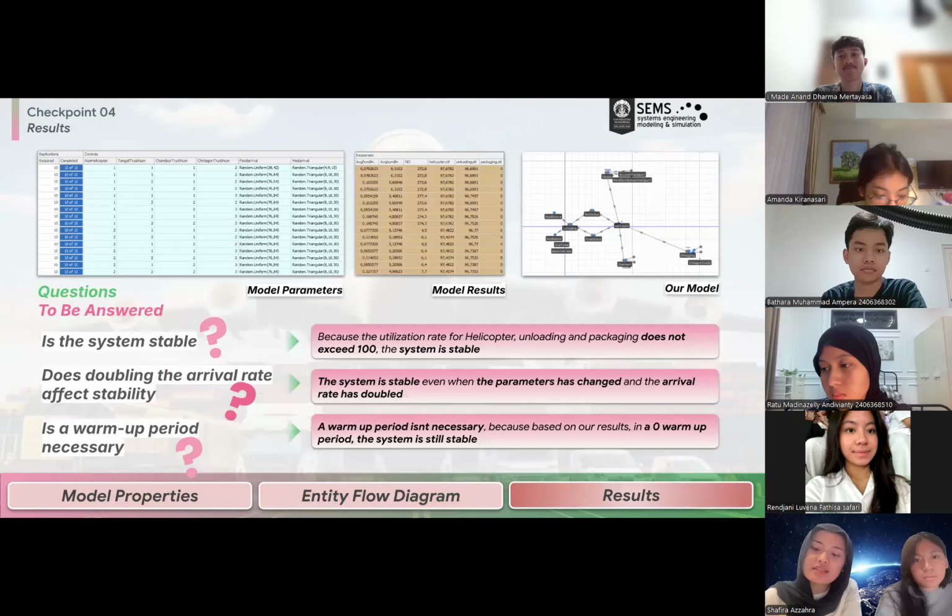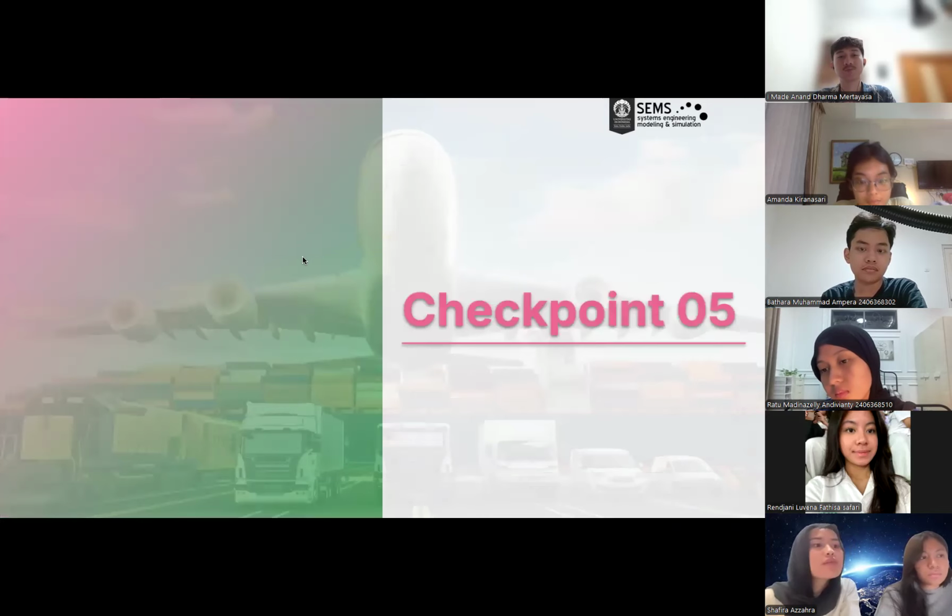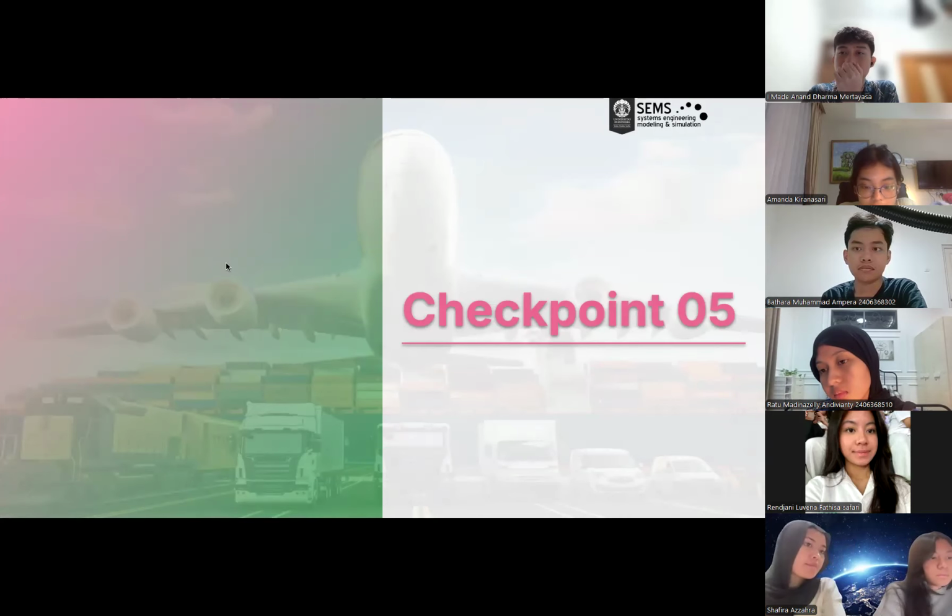For the results, this slide summarizes our findings. Overall, the model demonstrates a stable and efficient relief distribution system. Next, for checkpoint 5.